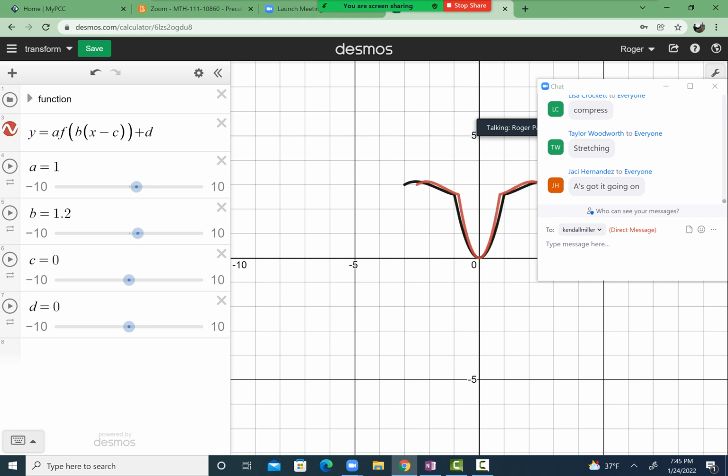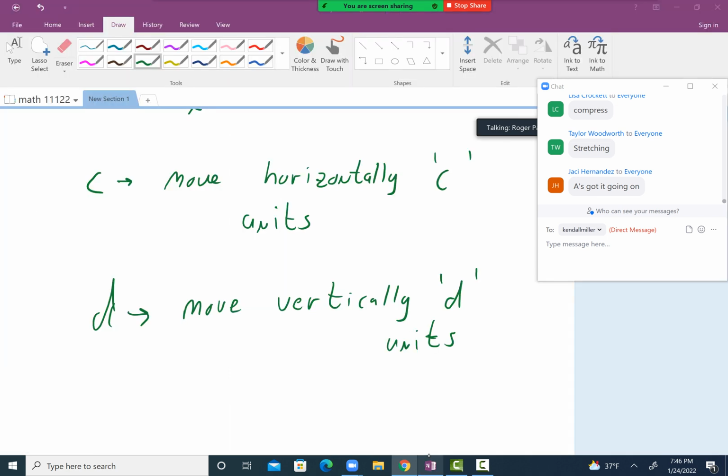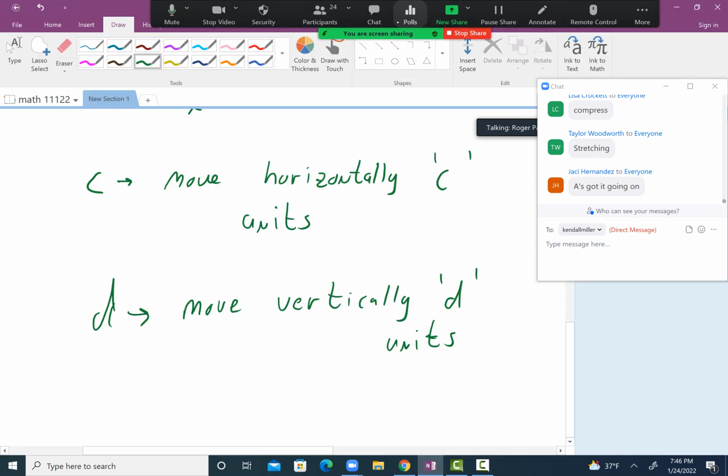Okay, so B is very similar to A, except B does its stretching and compressing horizontally at an inverse relationship, and it also reflects over the y-axis. We don't do a lot of stuff with B in this class, but you will in 112 if you're going that way. So here, let me put that on here.